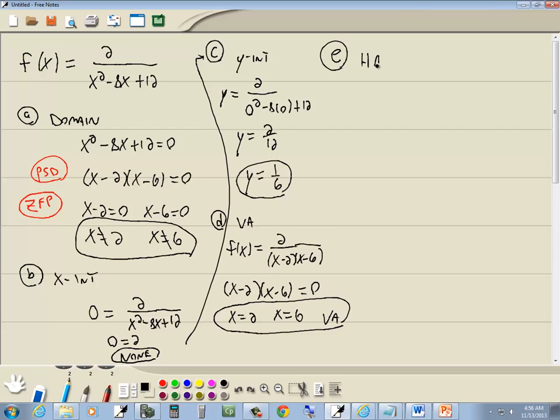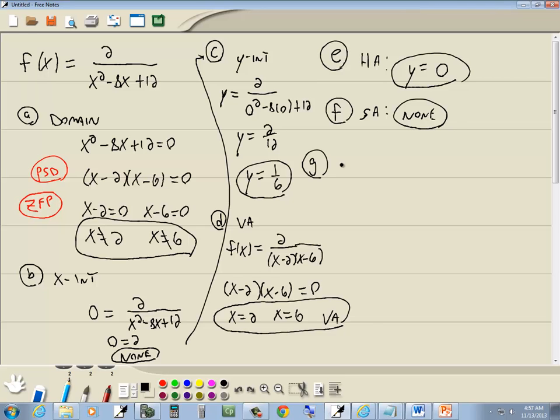E, horizontal asymptotes. We look at the degree of the top and the degree of the bottom. The degree is the largest power of x. The degree of the top is 0. The degree of the bottom is 2. So the degree of the bottom is larger, which means your horizontal asymptote is y is equal to 0. Now our slant asymptote. In order to have a slant asymptote, the degree of the top must be exactly 1 larger than the bottom, which it isn't in this problem. So we don't have a slant asymptote.